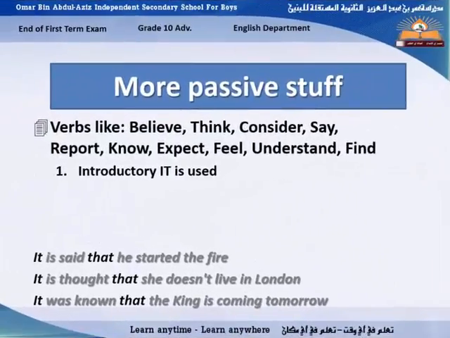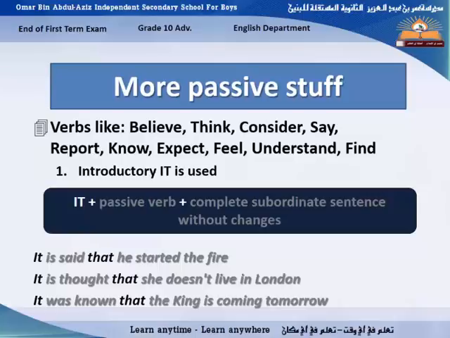Verbs like believe, think, consider, say, report, know, expect, feel, understand, find. Introductory it is used. We start with the word it, plus the passive verb, plus a complete subordinate sentence without changes, as we can see in these three examples. It is said that he started the fire. It is thought that she doesn't live in London. It was known that the king is coming tomorrow.